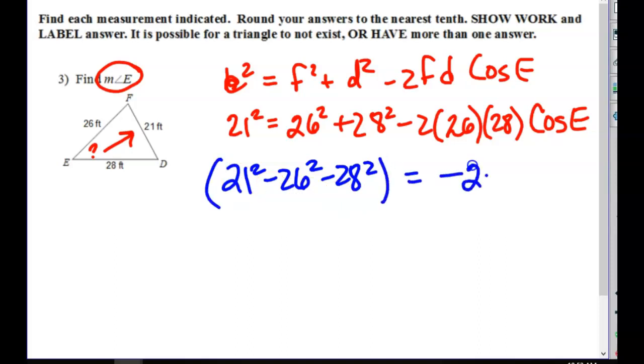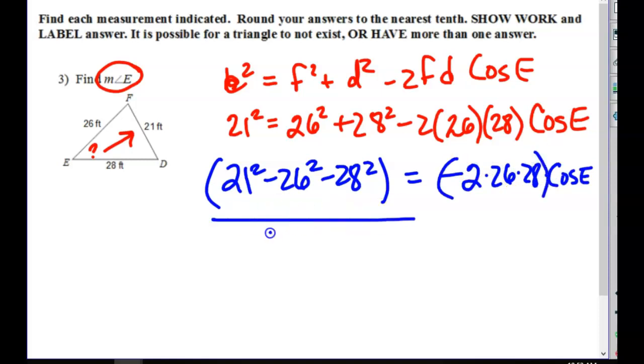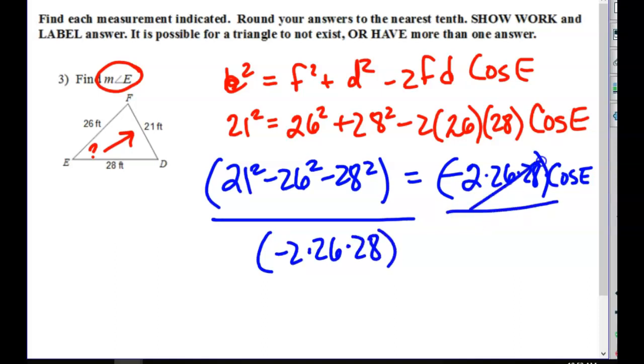Now on the left, we have negative 2 times 26 times 28 times the cosine of E. So we need to divide by all of that. Divide that up. Okay.